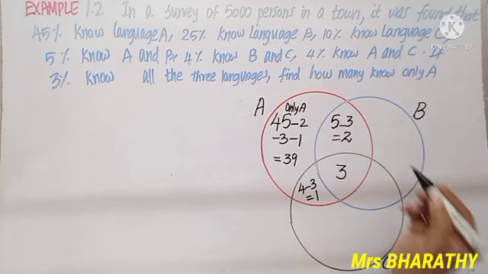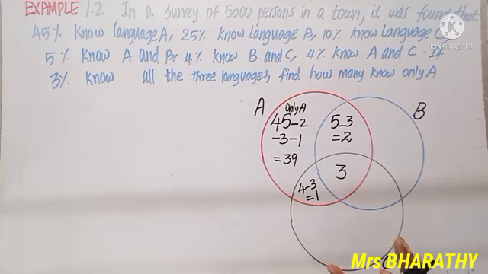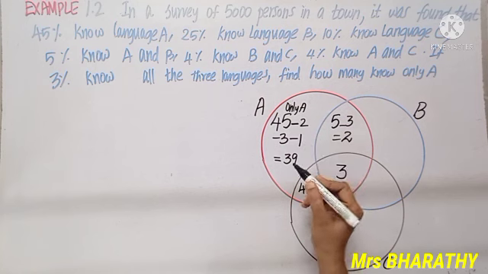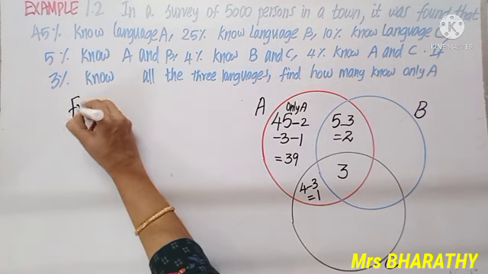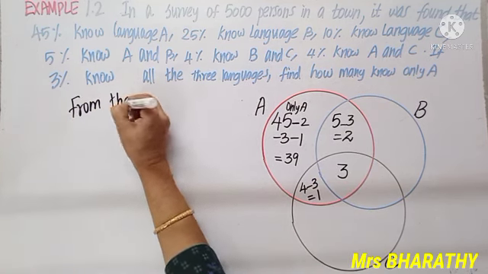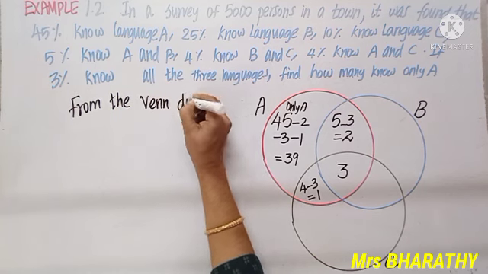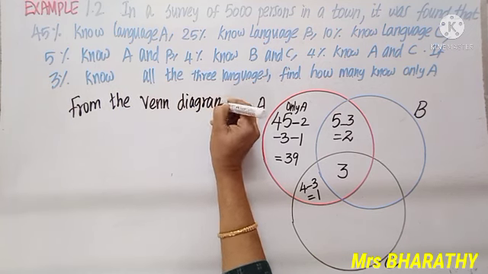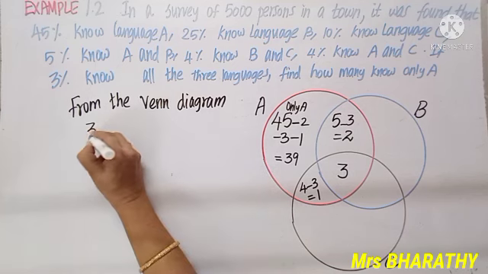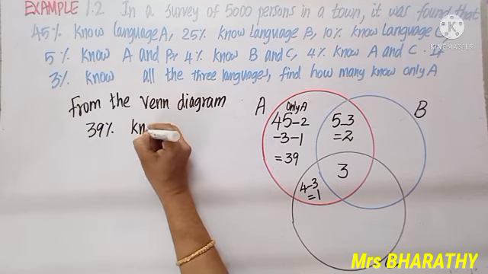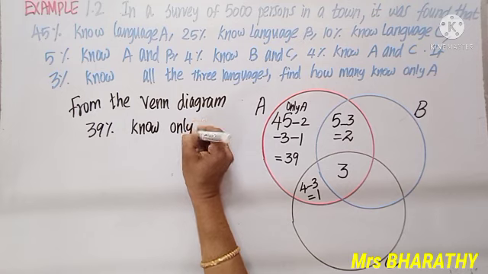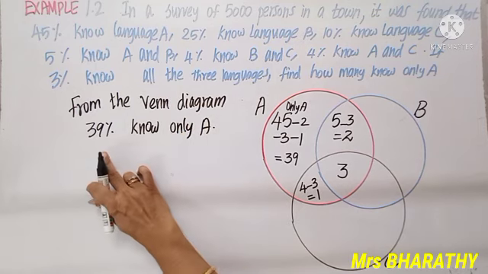So using the Venn diagram, I easily derive how many of them know only A. So from the Venn diagram, let me write the answer. From the Venn diagram, 39% know only A. But my question is not in percentage.